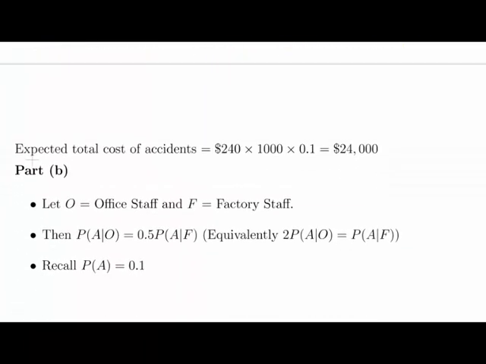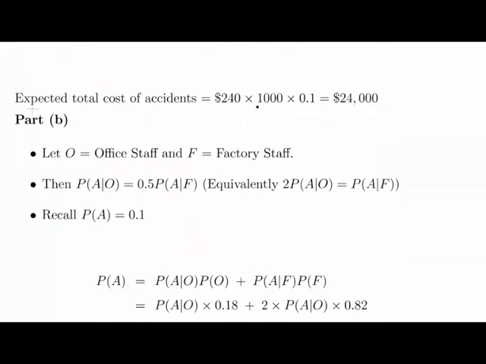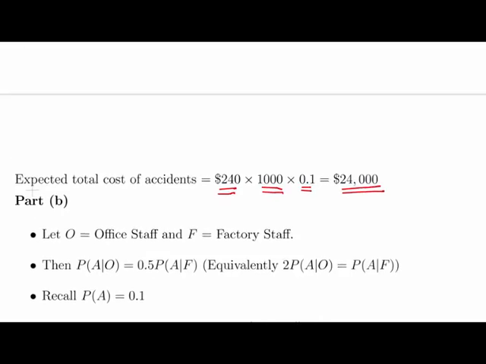Okay. So we have 1,000 employees. There's a 10% chance of them having an accident, and each accident costs $240. So the total cost that we need to reserve for accidents is 24,000. Now, that's the first question.